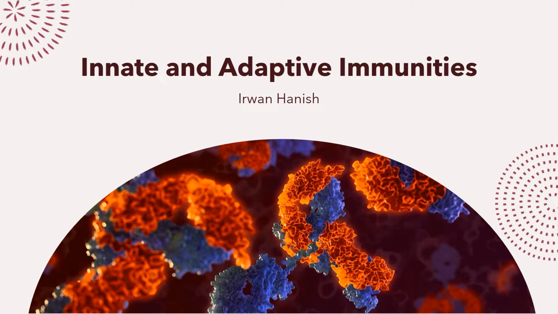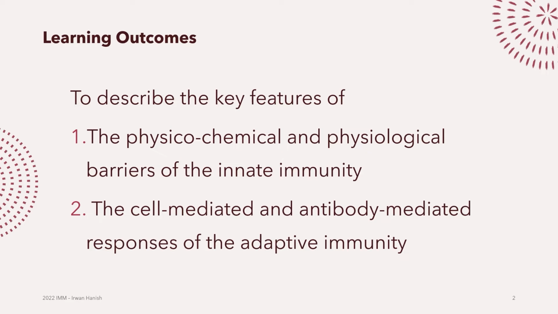This is part 1. What you've learned so far is the preparation for this topic. The learning outcome for this topic is to make you familiar with the features of innate immunity, specifically the physico-chemical barriers and physiological barriers, and also the adaptive immunity, which includes the cell-mediated and antibody-mediated responses. If you get these main features of them, you should be able to study more specialized questions of immunology by yourself.